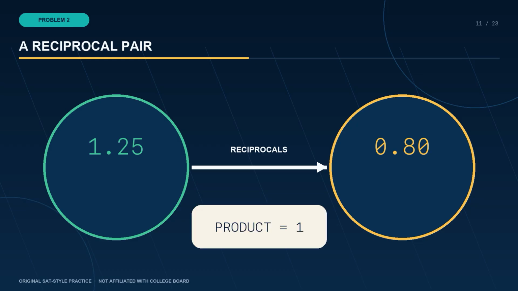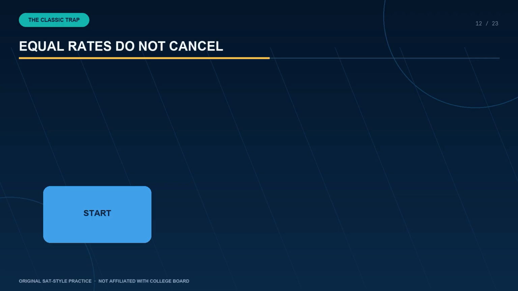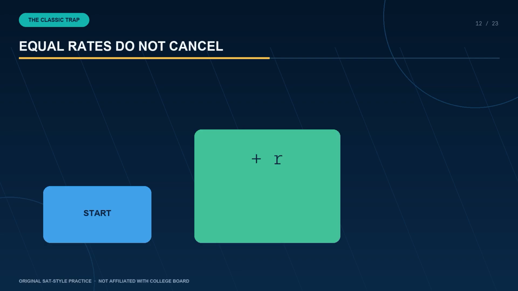The shortcut is 1.25 times 0.8 equals 1. 25% up and 20% down cancel, even though the rates are different, because the multipliers are reciprocals. This special pair is the opposite of a common trap. Equal percentage increases and decreases do not cancel.